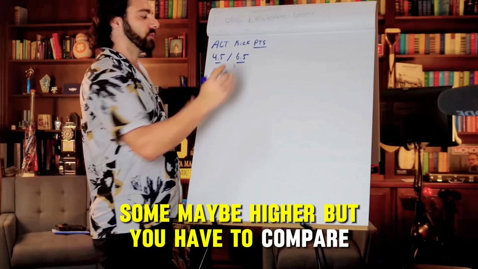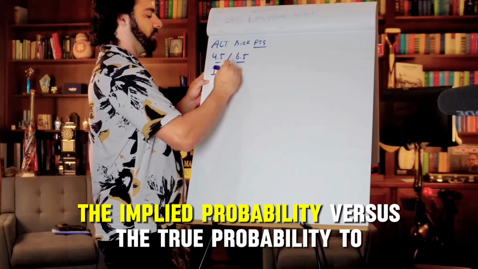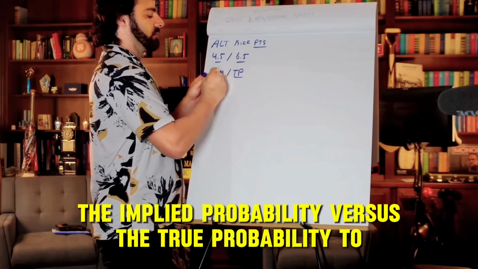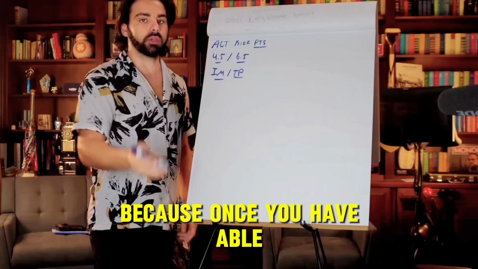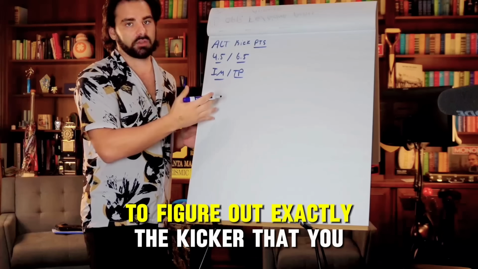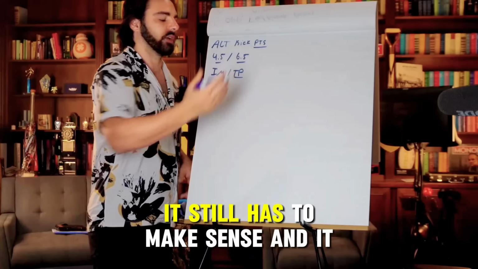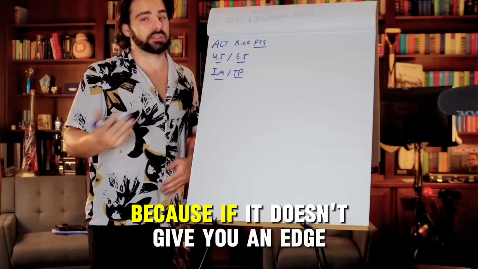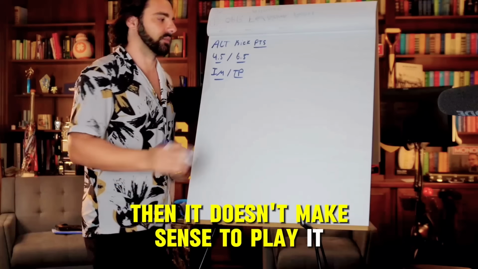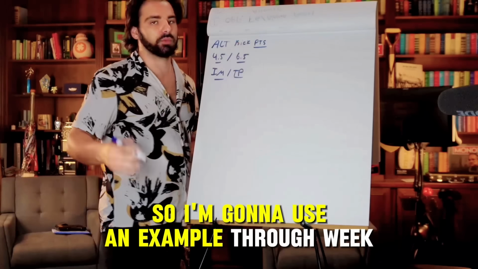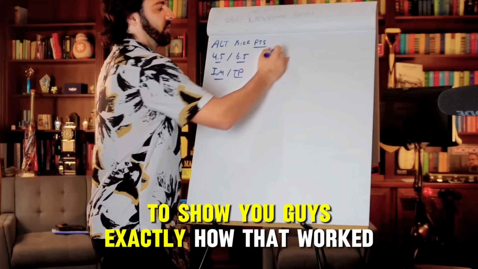But you have to compare the implied probability versus the true probability to make this work, because once you're able to figure out exactly the kicker that you want, it still has to make sense and it still has to give you an edge. If it doesn't give you an edge, then it doesn't make sense to play it. So I'm going to use an example through week 6 to show you guys exactly how that worked.